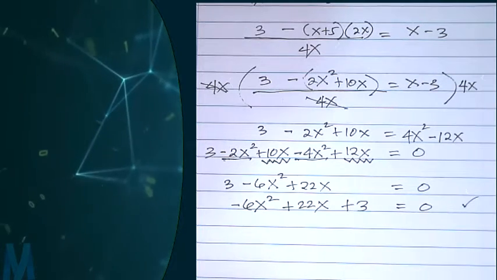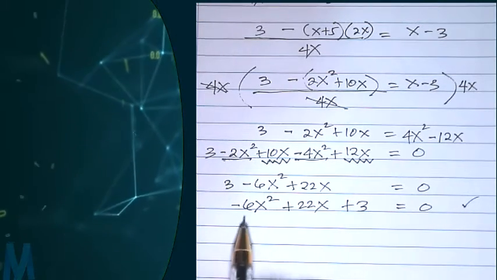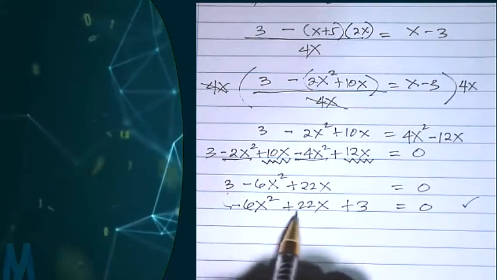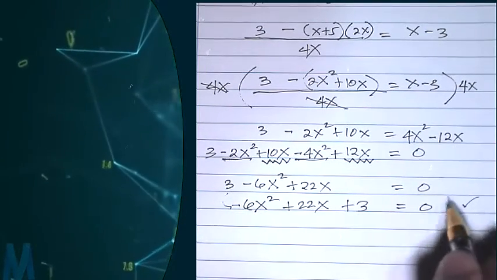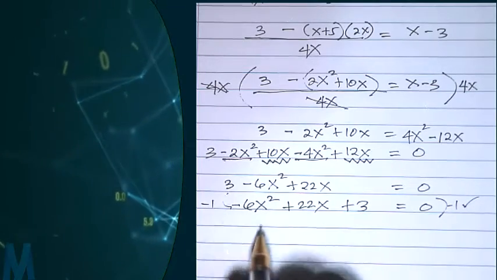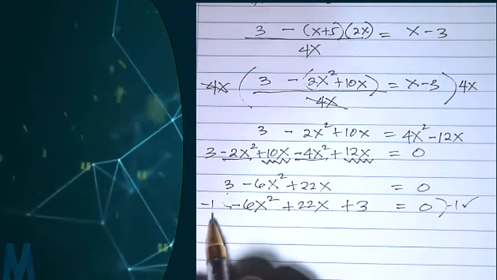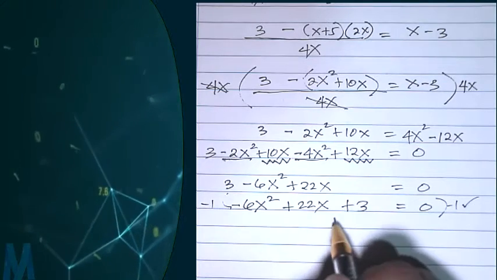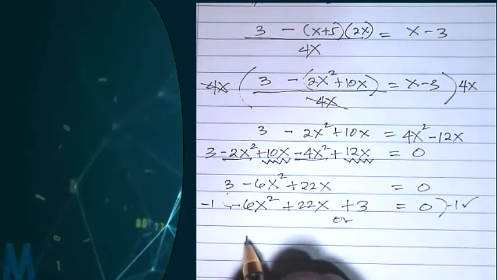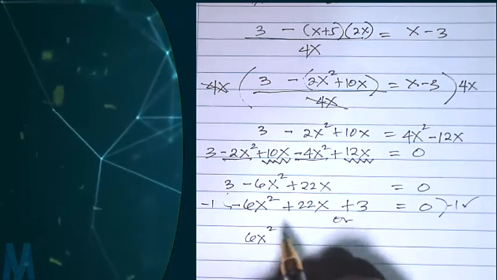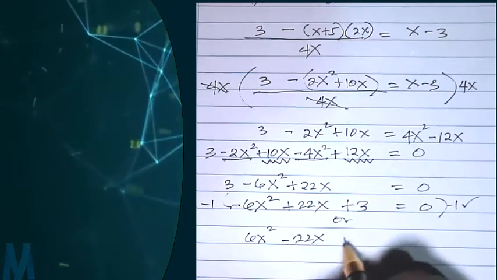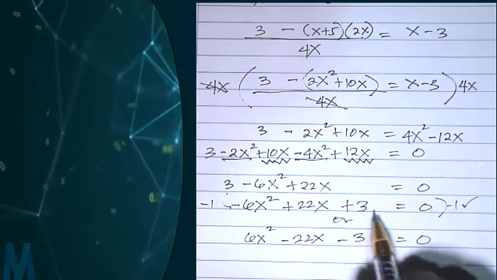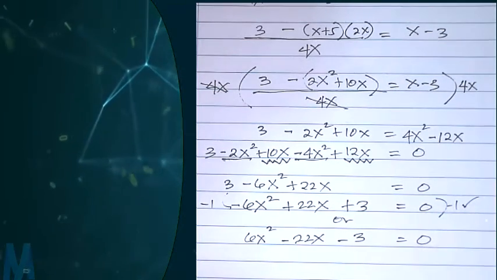You can also, if you want the value of a to be positive, multiply all terms by negative 1. Okay? So we're going to multiply negative 1 to negative 6 to make it positive. Or positive 6x squared minus 22x minus 3 is equal to 0. Okay, so both answers are correct.